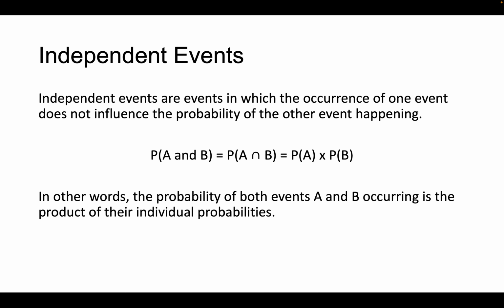Also, independent events are events in which the occurrence of one event does not influence the probability of the other event happening. And the probability that A and B happen equals the intersection of A and B, and equals the probability of A times the probability of B. In other words, the probability of both events A and B occurring is the product of their individual probabilities when they are independent.